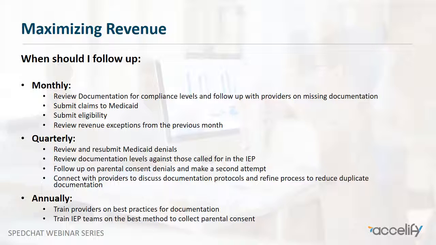Now, on a quarterly basis, you want to definitely review and resubmit your Medicaid denials. You want to be able to look at those EOB codes and say, okay, what can be resubmitted and what can't. We'll see a lot of denials come through in our system that just can't be resubmitted. Perhaps a student was only eligible for family planning Medicaid, and so a speech service was denied. Or the student had a duplicate service. They already had a service from another provider on that day. So you do want to review each of those denials and look at the ones that can be resubmitted.